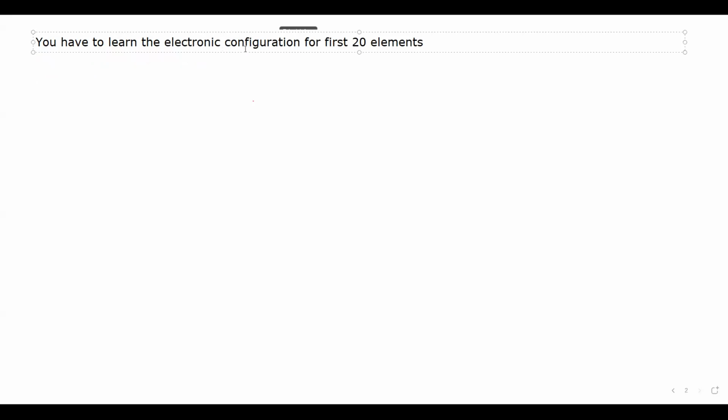For first 20 elements. And how to learn this? So for first 20 elements, what you have to learn?